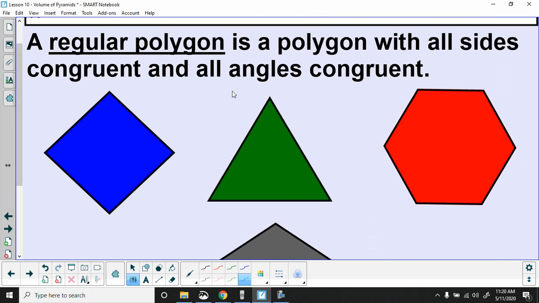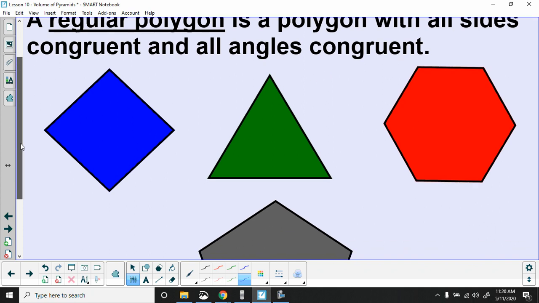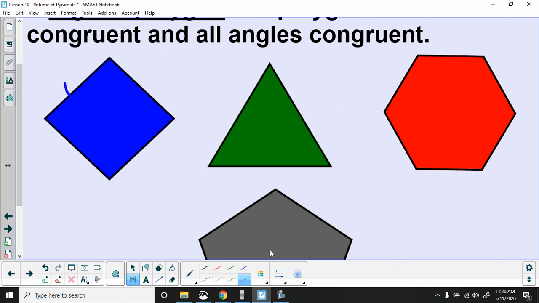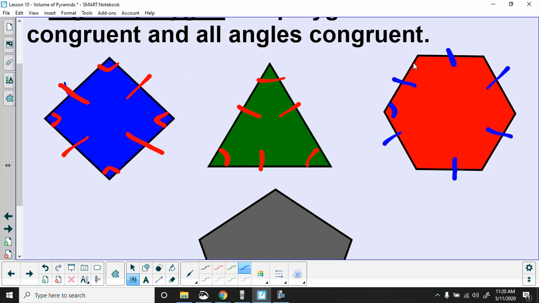A regular polygon is a polygon with all sides congruent and all angles congruent. See, all those sides will be congruent. This is a square, so all these angles should be 90 degrees. But for the triangle, this is an equilateral triangle. I'll put this in blue. All these sides are congruent. All these angles are congruent.